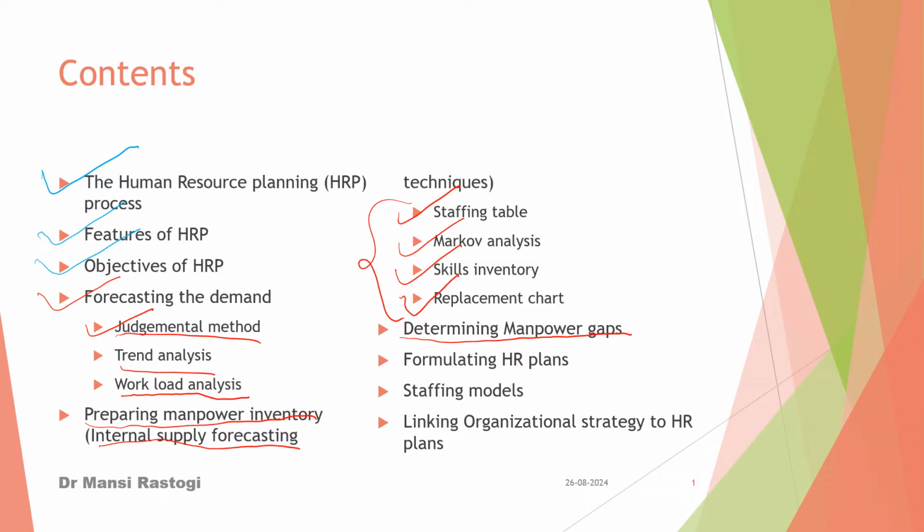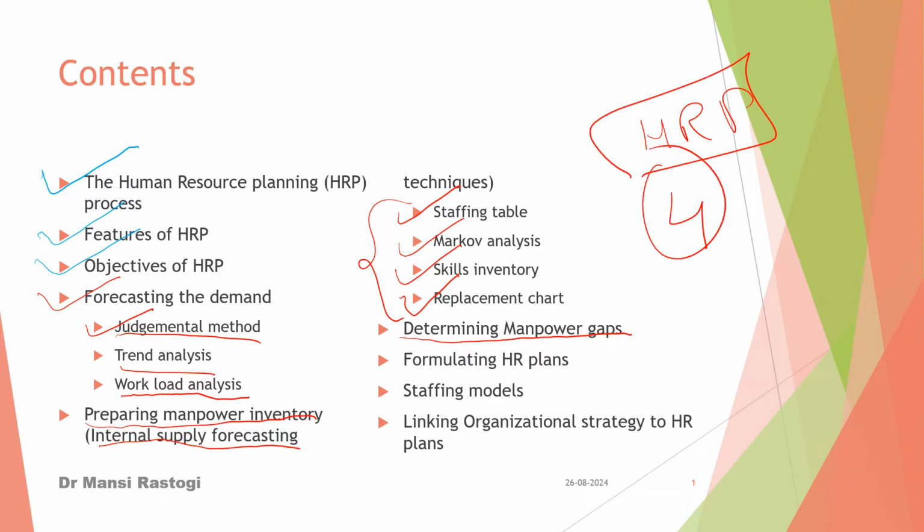When we study the HR process, we'll see that there are four steps. The first step is forecasting the demand. Then the second step is preparing manpower inventory, the third step would be the manpower gaps, and the fourth step would be formulating the HR plans. Then let's talk about staffing models, and very importantly, lastly, we are going to study linking organizational strategy to HR plans, which is really important in today's time.